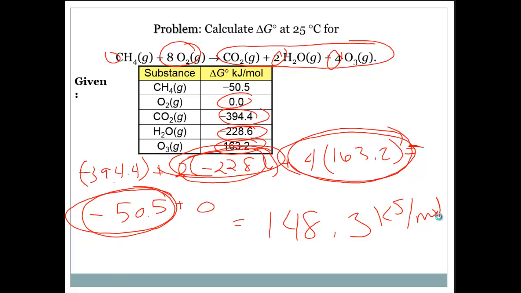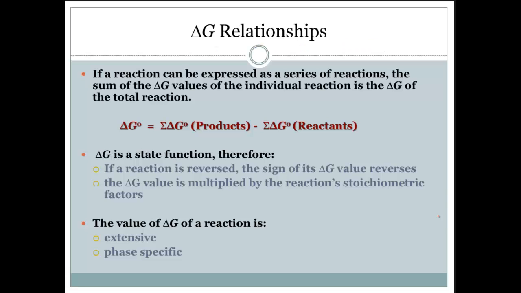Alright, the last way we're going to do this is if we had chemical reactions, and the chemical reactions gave us the delta G's rather than looking them up in a chart. If a reaction can be expressed as a series of reactions, the sum of the delta G values of the individual reactions is the delta G of the total reaction. So it's the same idea, but instead of looking up all the delta G's individually, it might be a multi-step reaction. And then you have to sum up all the multi-step reactions.